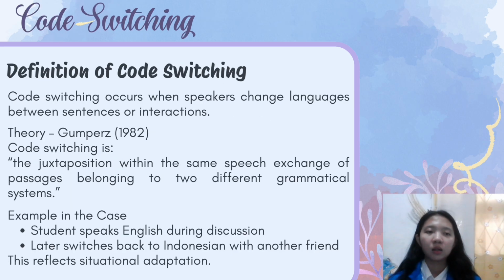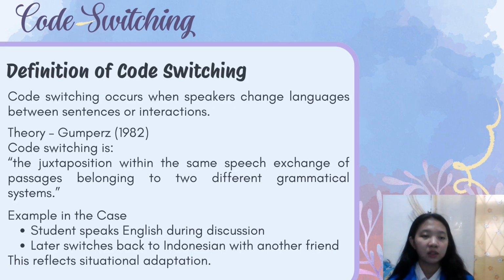Code switching. The definition: code switching occurs when speakers change language between sentences or interactions. Theory from Gumperz: code switching is the juxtaposition within the same speech exchange of passages belonging to two different grammatical systems. An example in the case is 1. the student speaks English during discussion, and 2. "Let us switch back to Indonesian" with another friend.